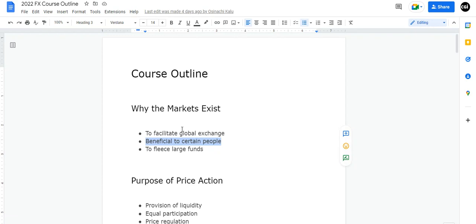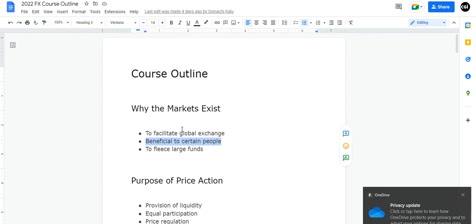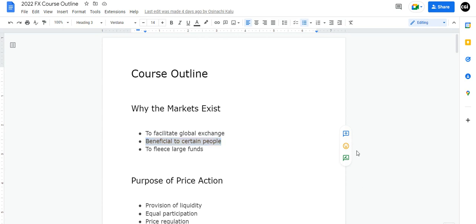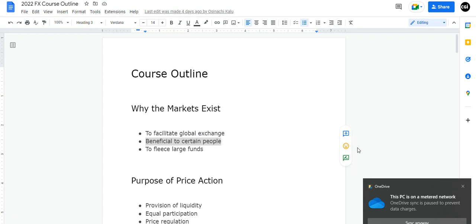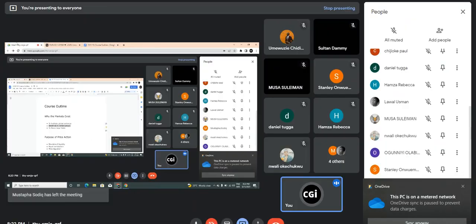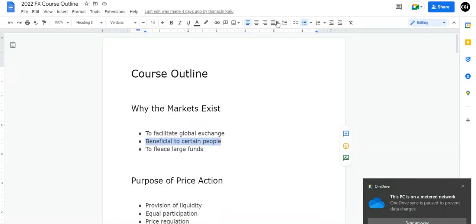I'm very sure that if right now they wanted the world to have just one currency, it's possible. It's possible for the world to have one currency and everybody will be using that same currency. But it is beneficial to certain people or institutions that different countries have different currencies because of these discrepancies. These discrepancies are very, very advantageous to people. That's why they won't go anytime soon. So that's another reason why the financial markets exist.